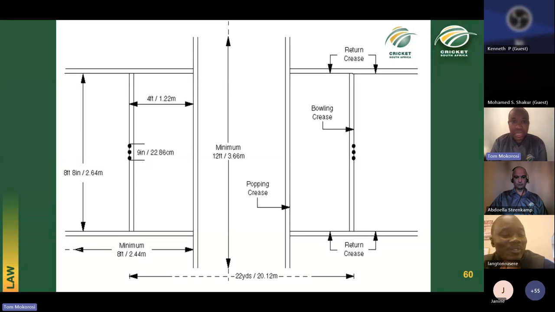As I mentioned, the edge of the line that matters is the edge that is closest to the stumps. The thickness of the line is actually irrelevant. If you think that what matters is the edge that is closest to the stumps. Yes. Okay. Cool. Thanks.